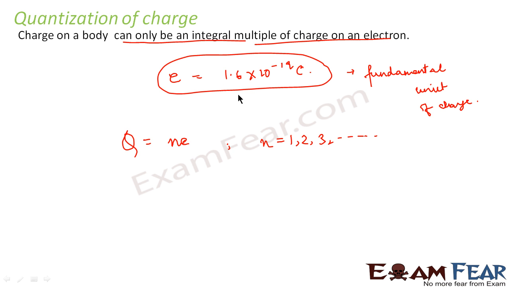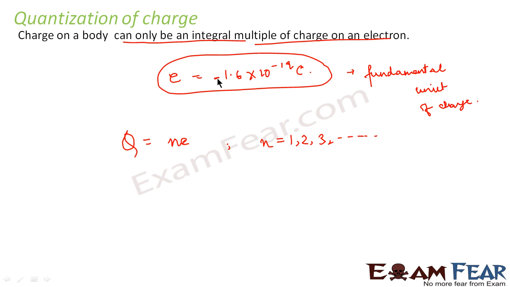Otherwise, that charge cannot exist. Right? So this is the charge which an electron has. Similarly, what is the charge on a proton? A proton also has the same value, just with the opposite sign, because the electron has negative charge. The proton has positive charge. Okay, so I hope it is clear to you what quantization is.